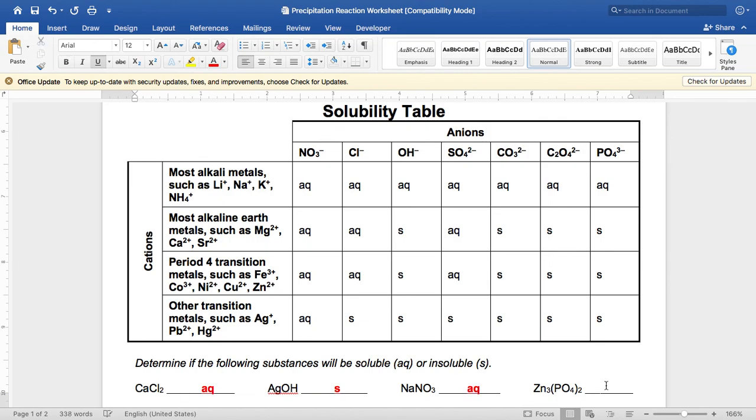Okay, we have one more. We have zinc phosphate. Okay, here we have zinc. It is 2 positive, and then phosphate is all the way at the end up here. So we go zinc, and we go to phosphate, and we see that it is a solid. Okay, so by using the solubility table, we will determine whether a substance will form an aqueous solution or whether it will be solid.